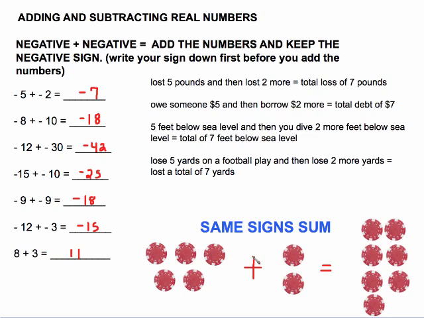Another way to look at these is to look at little poker chips where red stands for negative. So this is this problem up here modeled out. This is negative 5. That's 5 poker chips, which is like each poker chip is owing $1, plus 2 more of these reds gives me a total of 7 reds. That's why the rule is what it is.